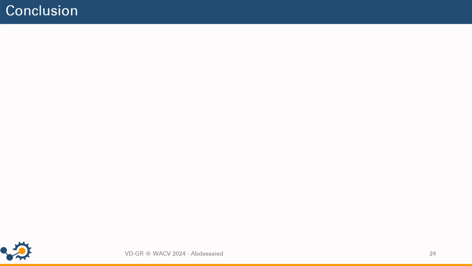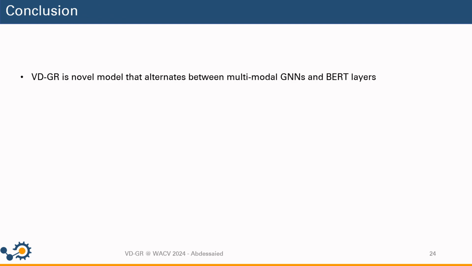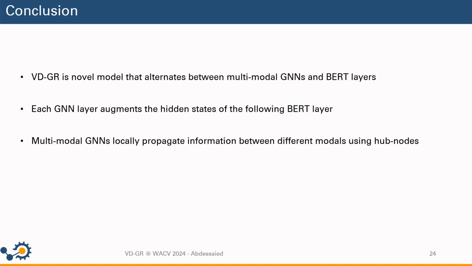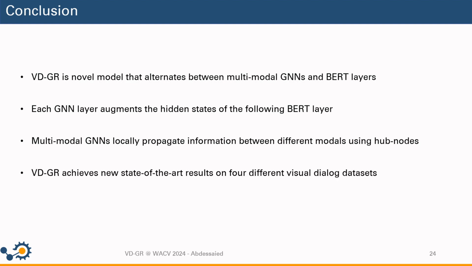So to conclude, in this paper, we proposed VDGR, a novel visual dialogue model that alternates between multimodal GNNs and BERT layers. Each GNN augments the hidden states of the following BERT layer after locally propagating information through hub nodes. Through extensive evaluations, we show that our model achieves new state-of-the-art results on 4 different visual dialogue datasets.